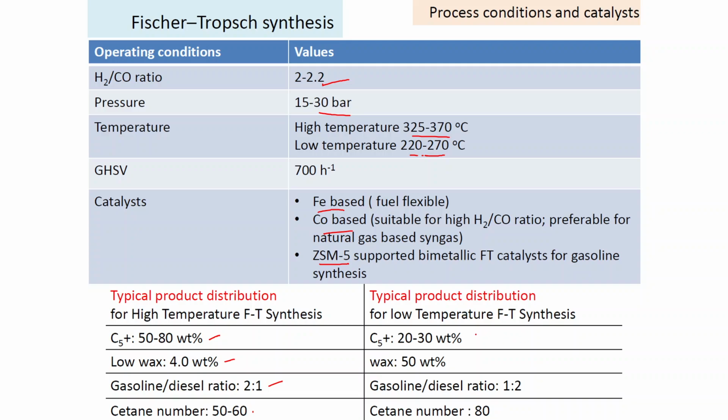But at low temperature we can see that the C5 cut is lower, that is 20 to 30 weight%, but the wax content is very high here, that is 50 weight%, and the gasoline to diesel ratio is 1/2, which is basically we can say that diesel is higher, so the cetane number is also higher here, that is 80.